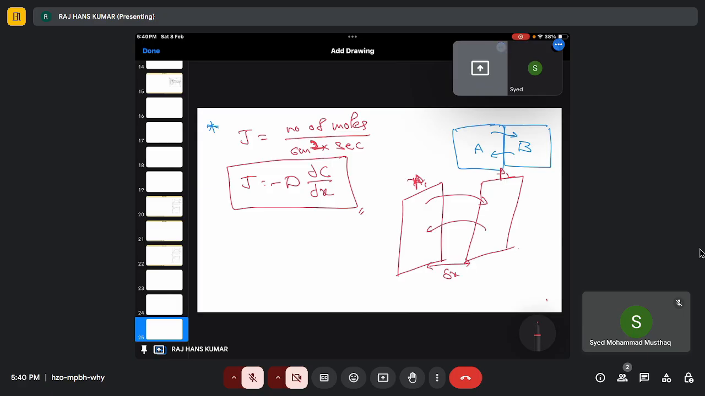Okay, so there are two parallel planes that are facing each other, right? So atoms are jumping from here to there and here to there. So these are these planes. Okay. Now, at first, let's write about the movement of flux from P1 to P2. Okay.